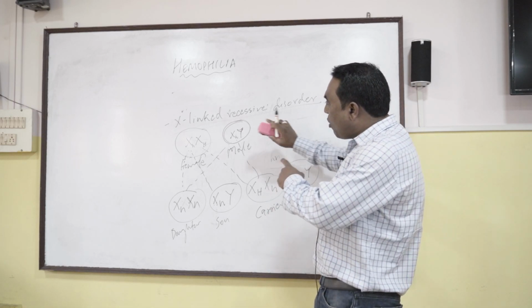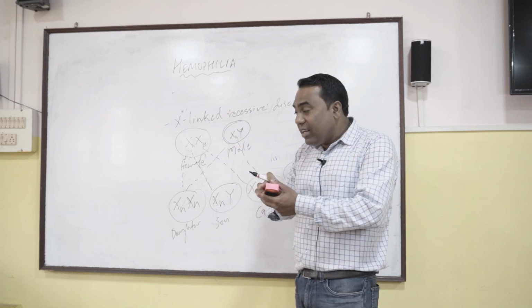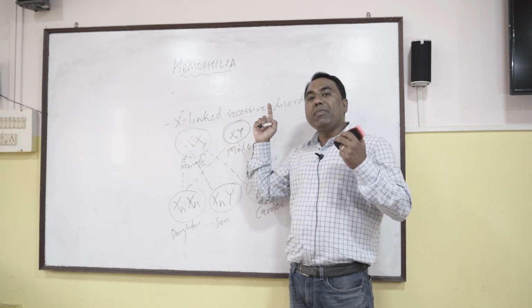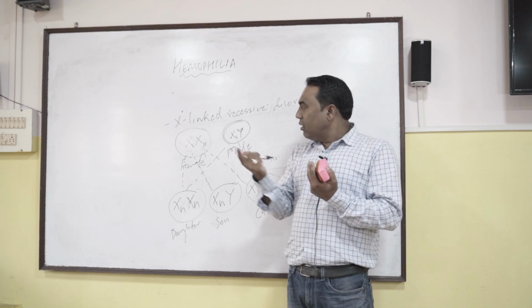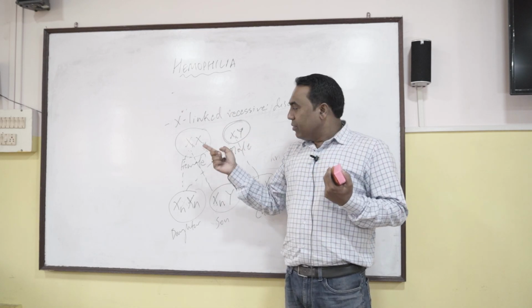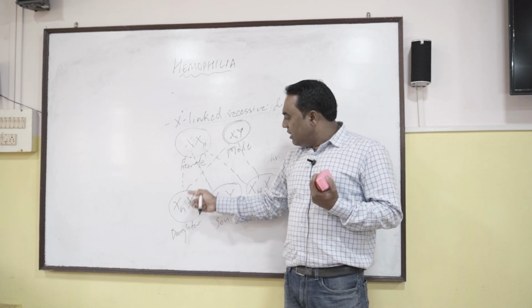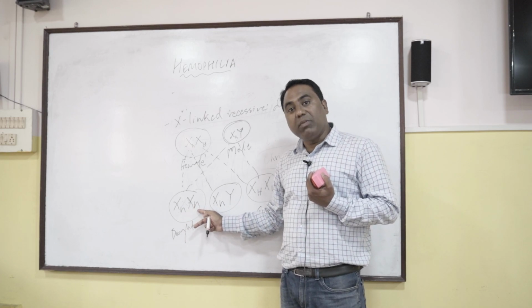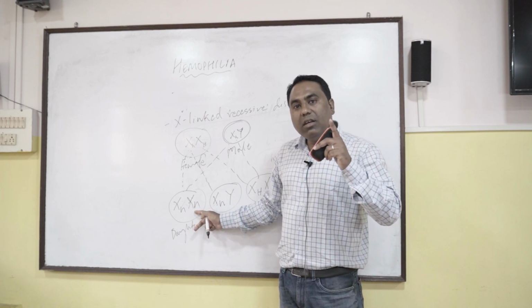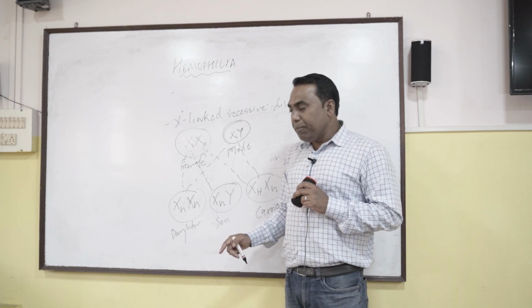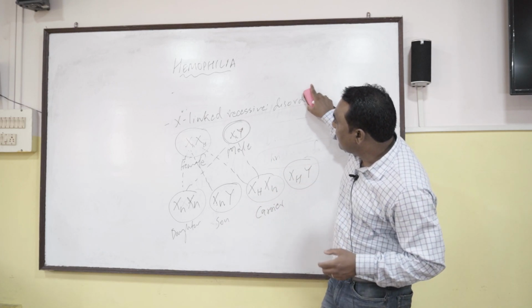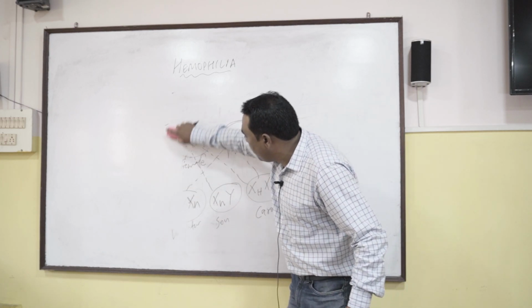So this is about the genetics of hemophilia, why it is an X-linked recessive disorder. For hemophilia to occur, both genes need to be present in their recessive form. Then only they are going to be hemophilic. All right, so this is a little bit about the genetics of hemophilia.